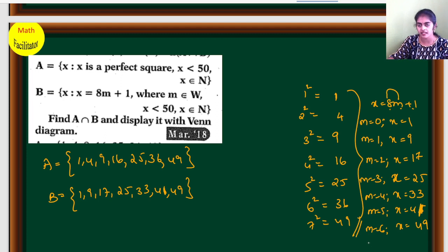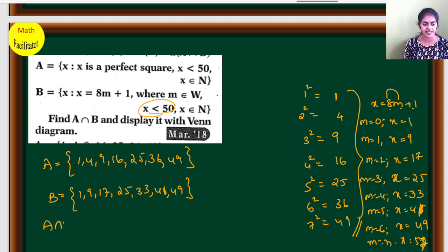Why are we stopping it here? Because if you take m as 7, x would be 8 7 is 56 plus 1. So x will be 57. But see, you have to take x as less than 50. So you'll stop at 49 only.